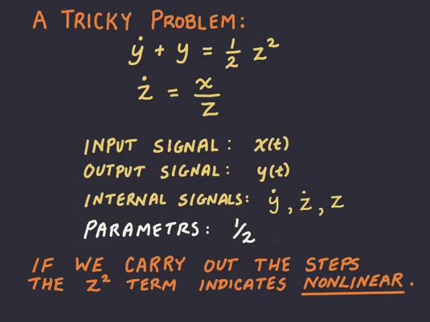Let me now show you a tricky problem. And this is the reason why distinguishing linear from nonlinear systems can sometimes be difficult. So we're given two equations of motion here. Y dot plus y equals 1/2 z squared, and z dot equals x over z. The input signal you're told is x, and the output signal is y. The internal signals will be y dot, z dot, and z. And the only parameter is 1/2. If we carry out the steps, the z squared term will indicate that this system is nonlinear.